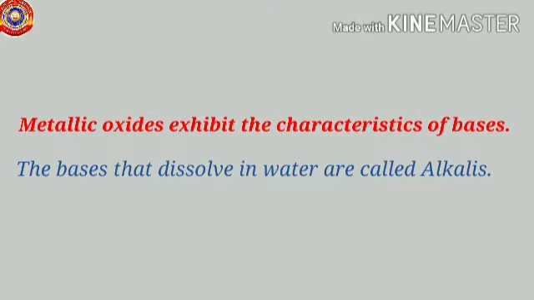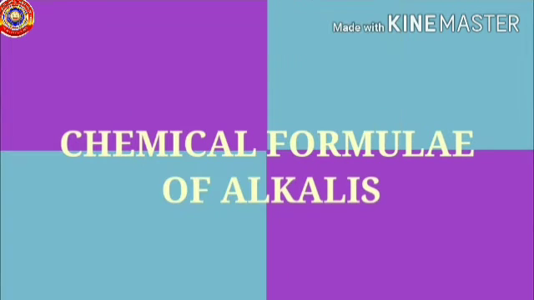Now from the oxides given below, can you find out the basic oxides? How will you find out? You have to check whether the given compound is a metallic oxide or a non-metallic oxide. Hope you got the answer. Potassium oxide, magnesium oxide and calcium oxide are examples of metallic oxides, so they act as basic oxides. Now let's learn about some of the chemical formulae of alkalis.